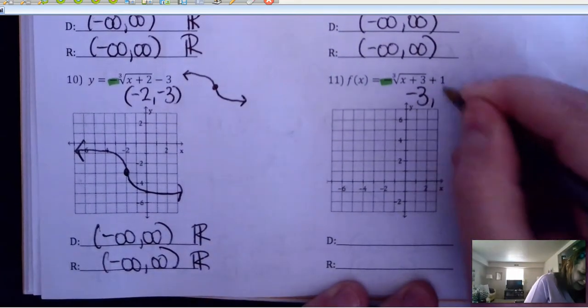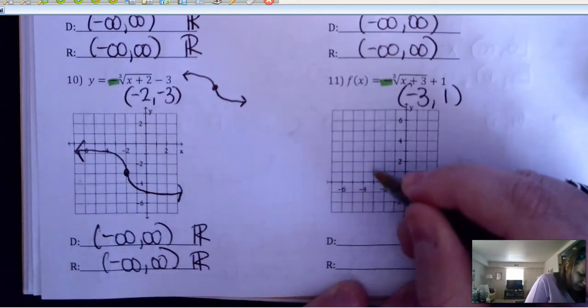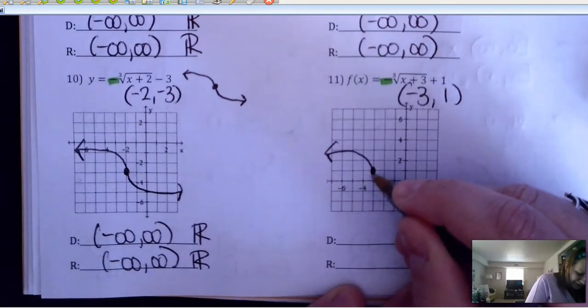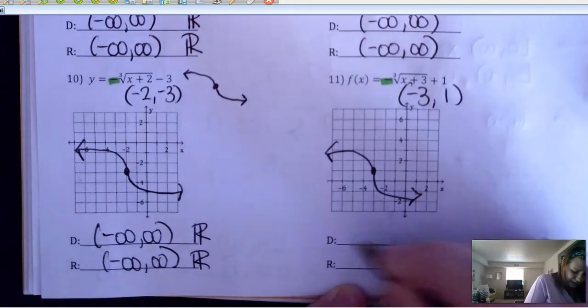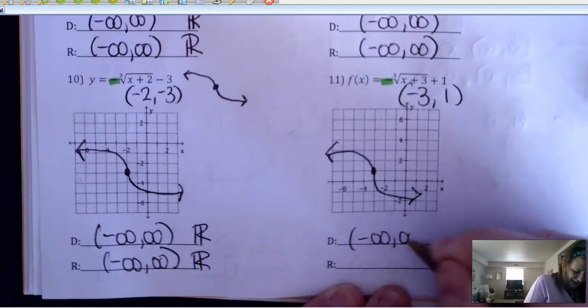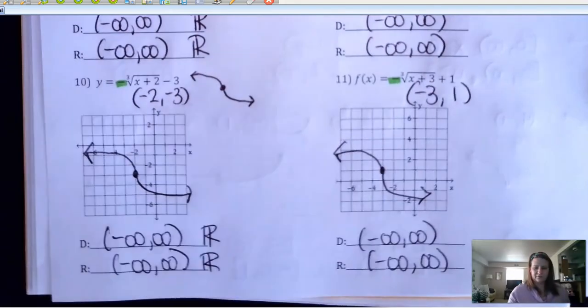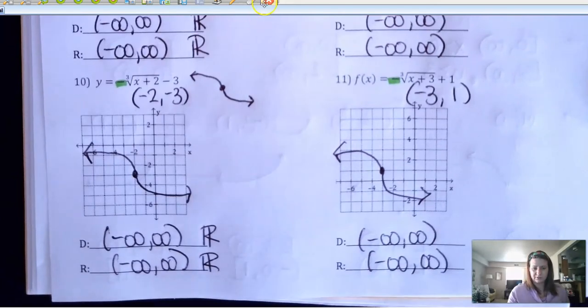Opposite copy, -3, 1. This has got the negative in front, so it's going to swoop up and to the left, down and to the right. Domain covers the whole x-axis, negative infinity to infinity. And up and down forever covers the whole y-axis, also the range negative infinity to infinity.